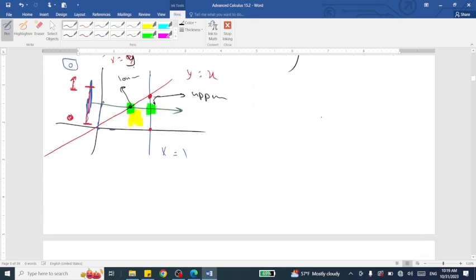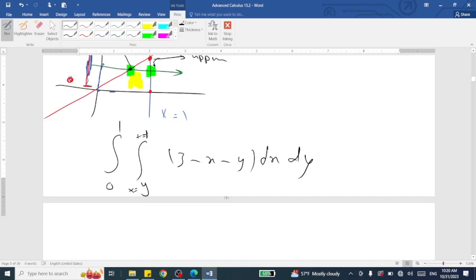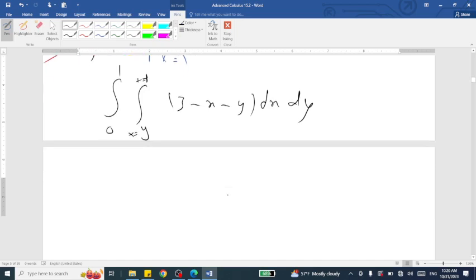So the boundary of x, I am sure about that one. Here it will be y and 1. So x is equal to 1, and x is equal to y. So 3 minus x minus y, d what by what? dx dy. Shall I repeat that one?